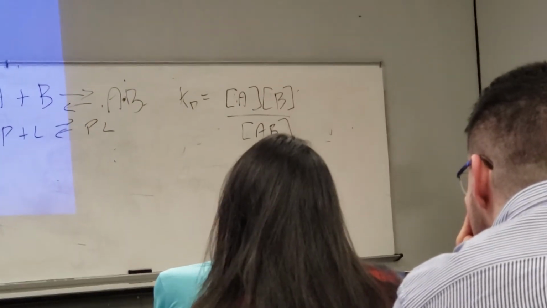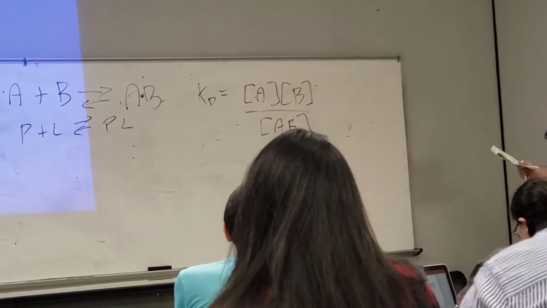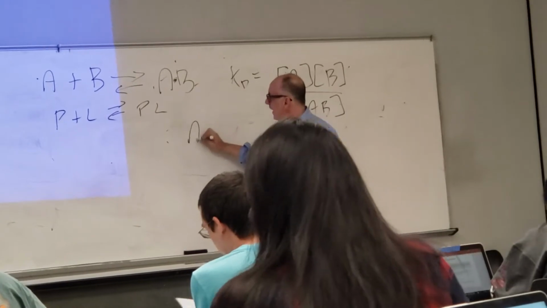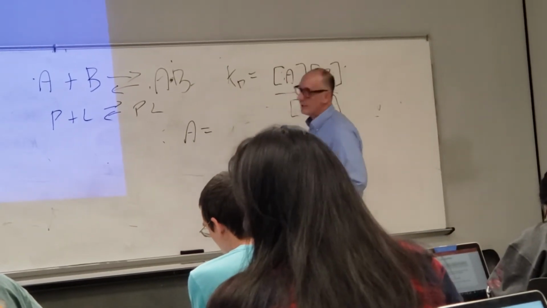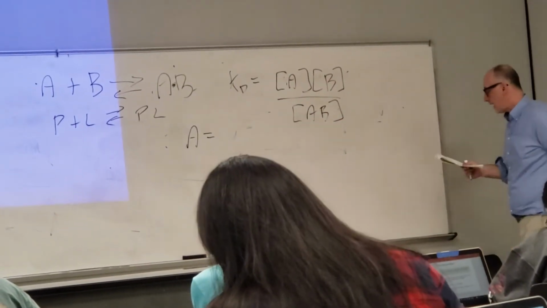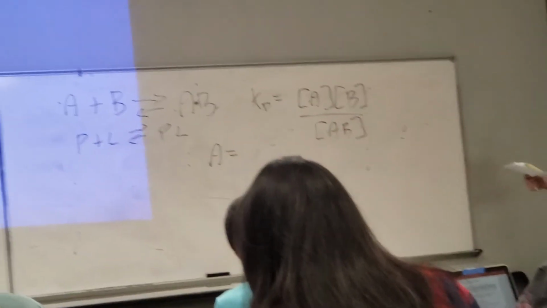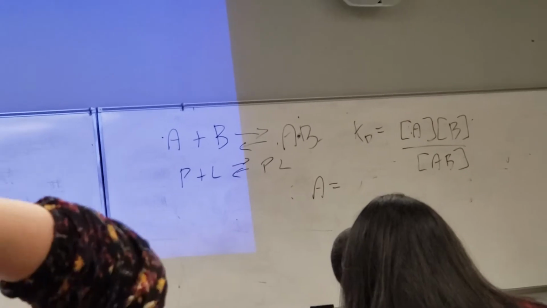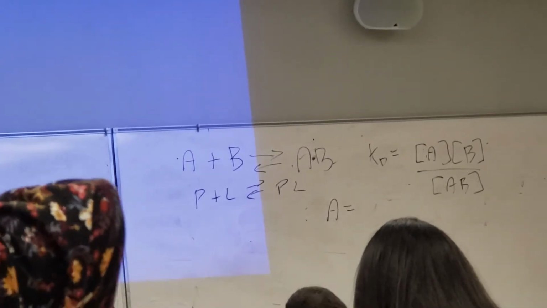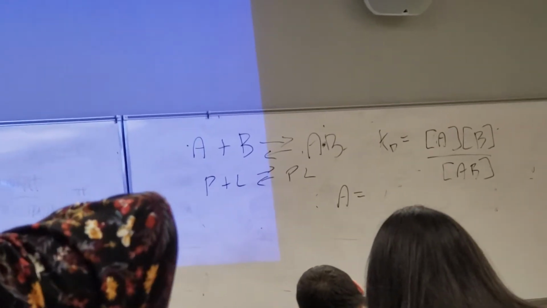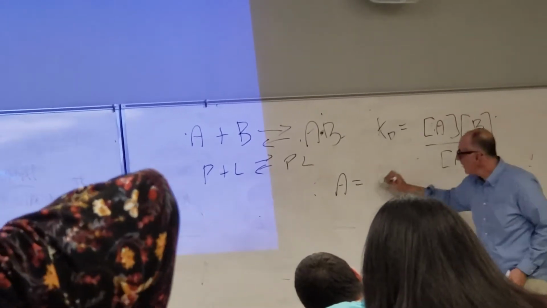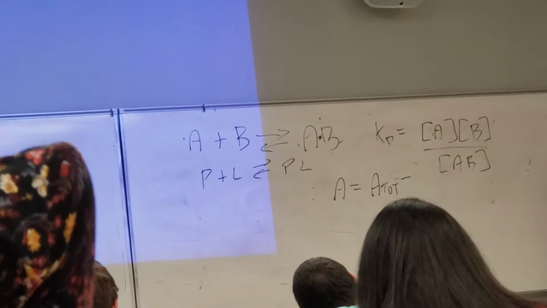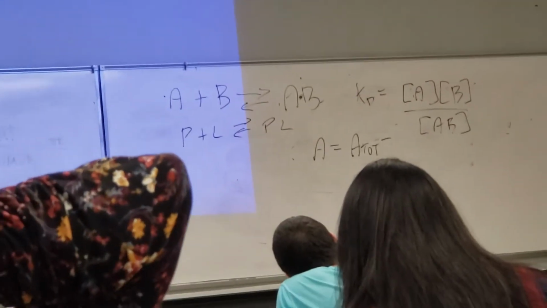Okay, so here's where the fun comes in. If I want to figure out what free A is equal to in terms of total A and AB, what would that be? So what would free A be equal to? Let's say it's going to be some A total, right? Minus what? Minus AB.